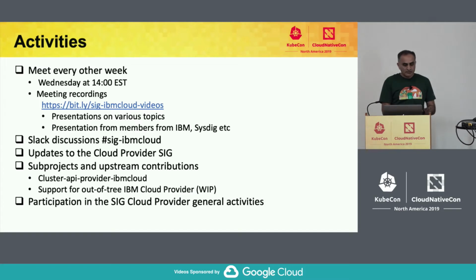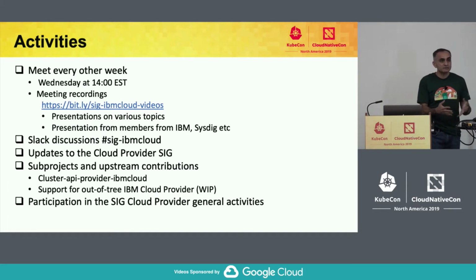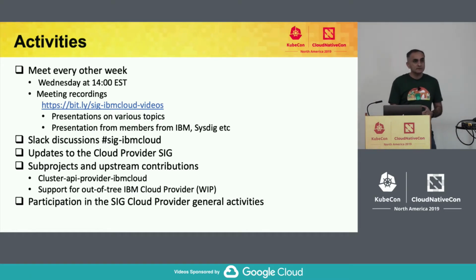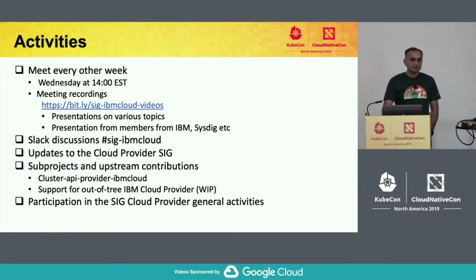One of the things which the Cloud Provider SIG has been focusing on for some time is moving the entry. So some of these providers have entry code, which is part of the Kubernetes repo. They're moving it out, so-called out of tree, to make it more clean. So that also, Richard will talk a little bit more on that. And then again, as I mentioned, we participate in the SIG Cloud Provider general activities. We participate at KubeCon and the community meetings and whatnot.